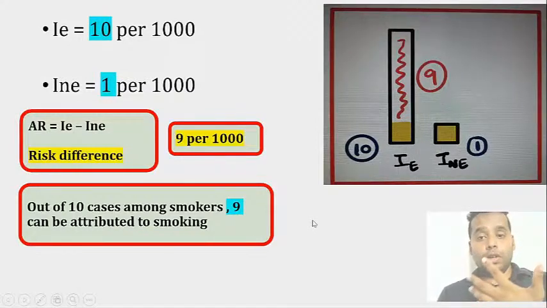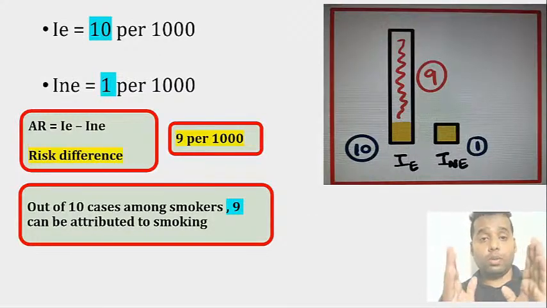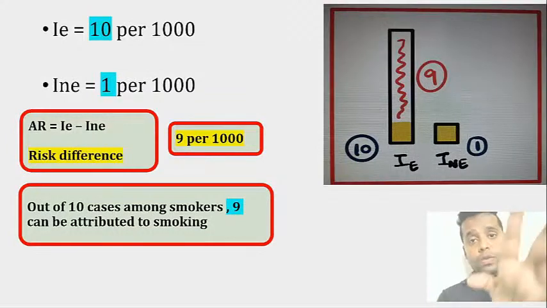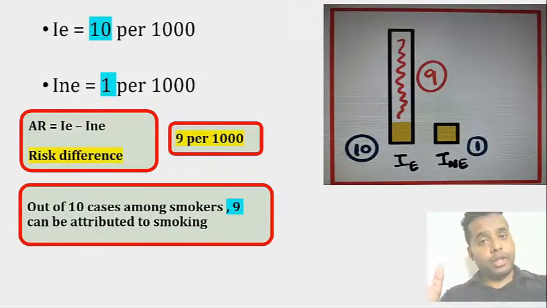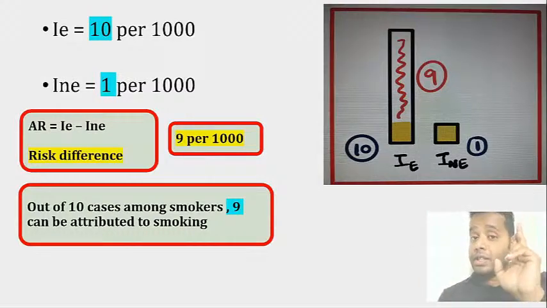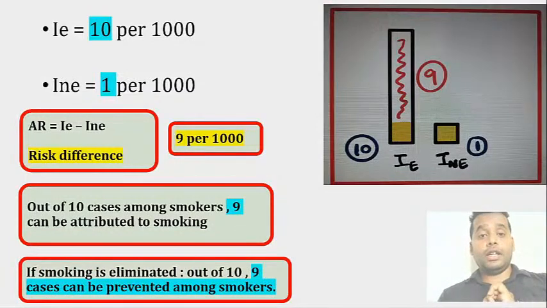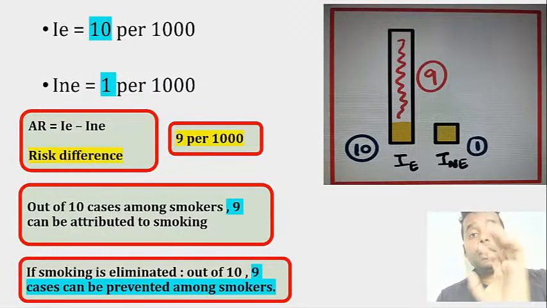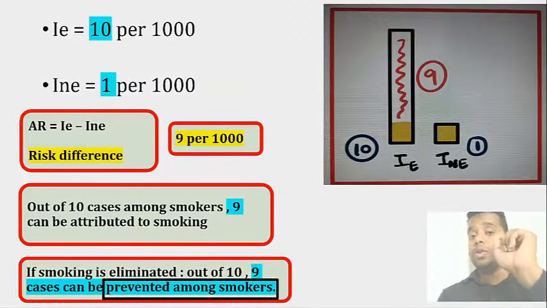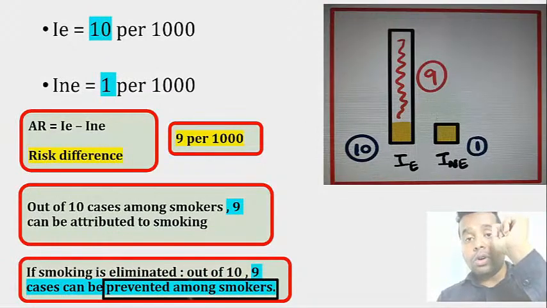So what I will do, I will bring all the smokers into one room. I will start counseling. Don't smoke. Stop smoking. If smoking is eliminated, how many cases can be prevented? Simple answer, 9 cases can be prevented. I can't prevent that one more case which is due to another factor. So if smoking is eliminated, out of 10, 9 cases can be prevented among smokers. See the thing which I'm highlighting. 9 cases can be prevented among smokers.